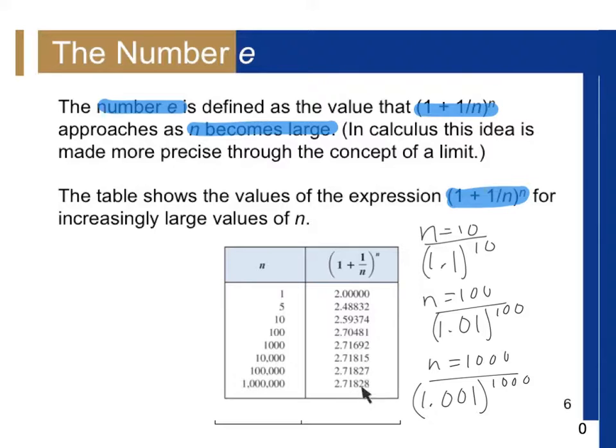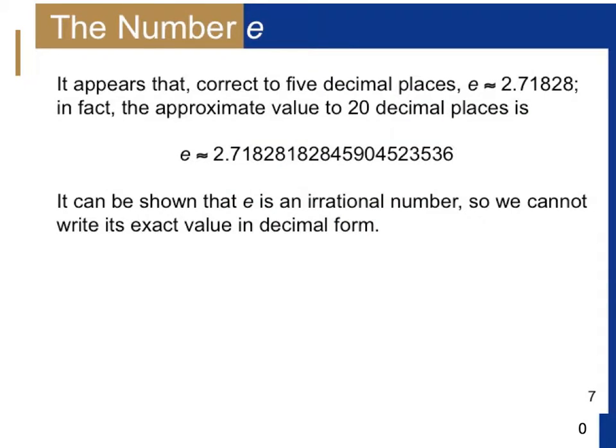So we can estimate e is 2.71828. That's a constant. That e is always this number, and that's an approximation because we have other digits. But as we get higher and higher for n, we're going to see that those first 5 digits are 2.71828. So correct to 5 decimal places, e is approximately equal to 2.71828. To 20 decimal places, e is approximately this number. We're not going to go that far out.